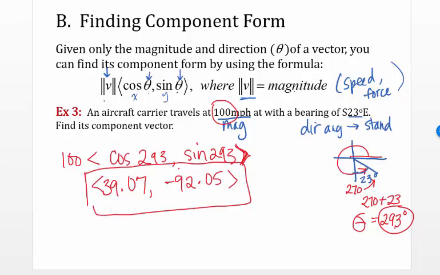Now, stop and think. Doesn't this make a little bit of sense? Think about what quadrant your angle is in. It's down in quadrant 4. Your x's are positive and your y's are negative down here, aren't they? Look at your x component. It's positive and your y component's negative. So it should make some sense. All right?